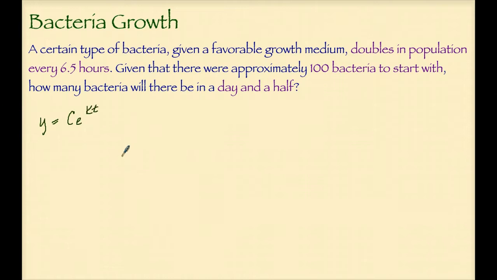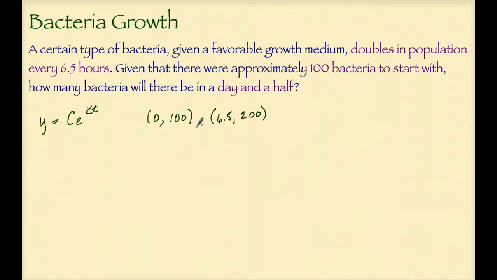But we'll need two initial conditions to solve for the specific C and k, and they are given to us in this problem. Notice that initially there were 100 bacteria, so at time 0, we had 100 bacteria. We're also told that the population doubles every 6.5 hours, so at time 6.5, the population was 200. Once we use these two initial conditions to solve for our specific function, we'll find out how many bacteria there will be in a day and a half.